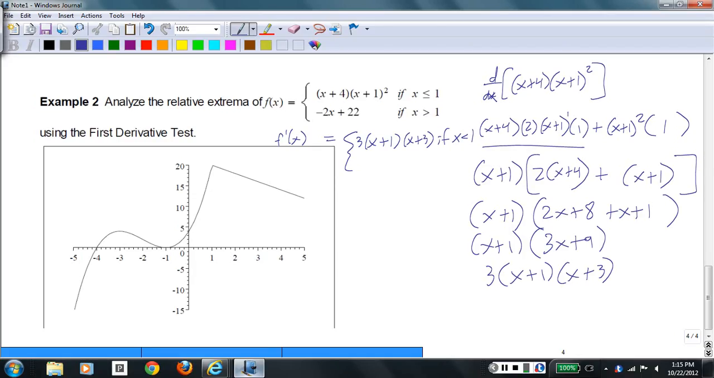What happens at 1? It's not to say it's differentiable there, but it is differentiable everywhere less than 1. And over here, what's the derivative? d/dx of negative 2x plus 22. Negative 2. So negative 2 if x is greater than 1.